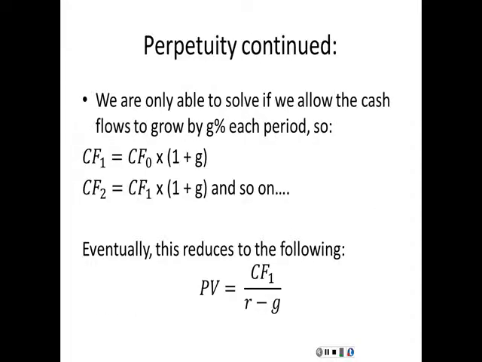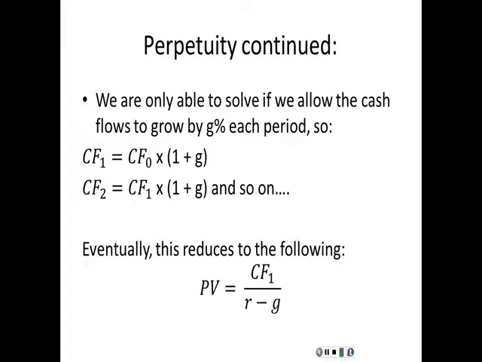If we let each cash flow grow by G%, then for instance the cash flow at time 1 would just be the cash flow at year 0 times 1 plus G. The cash flow at time 2 would be the cash flow at year 1 times 1 plus G. So every cash flow is 1 plus G bigger than the previous cash flow. Now this is a geometric series, and it's kind of an advanced math class if we were to substitute this out and solve, but let's skip that part. If we plug this in and do a little bit of reduction, we're left with the following.